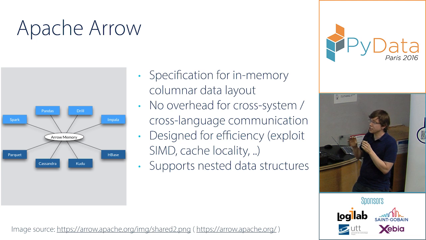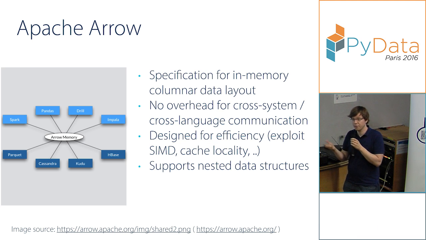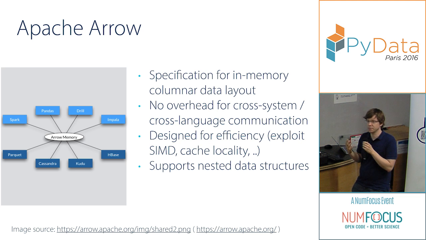And it's not about just data frames or tables like I showed at the beginning. It also has a bit more encoding, so you can have nested data, like if you have kind of JSONs and you want to store 1 million similarly structured JSONs in columnar form. This is also supported by the specification.